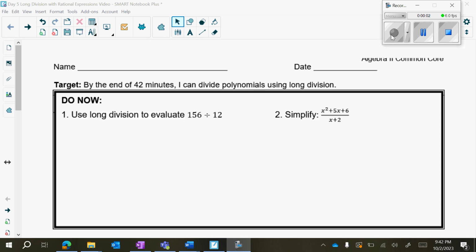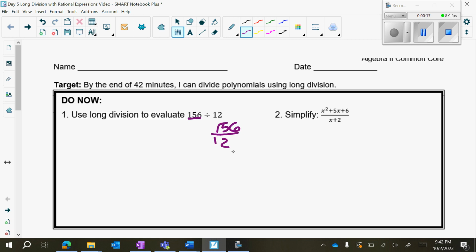Hi everyone, today we're going to talk about dividing, and specifically we're going to talk about long division, which is something that you may or may not have loved back in the day. So let's see what you remember. Let's divide 156 by 12. Another way to write it is 156 divided by 12.